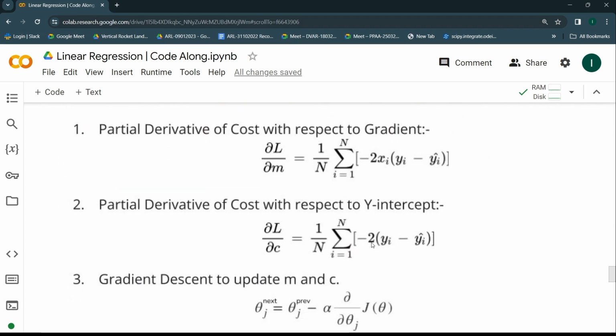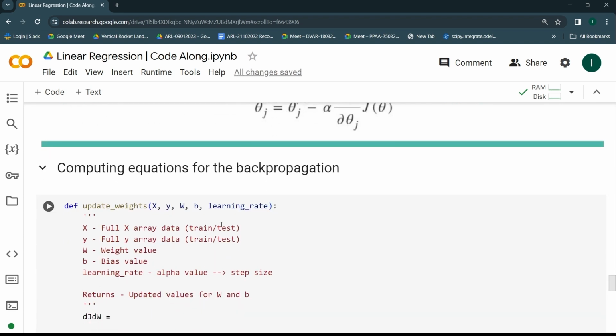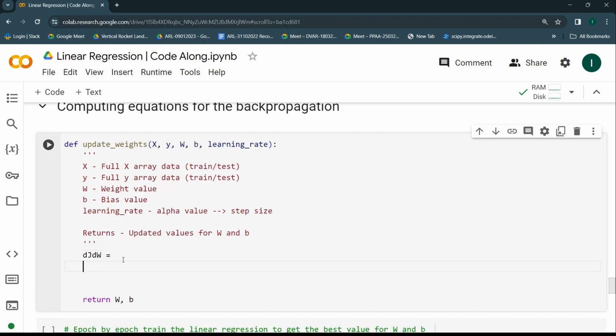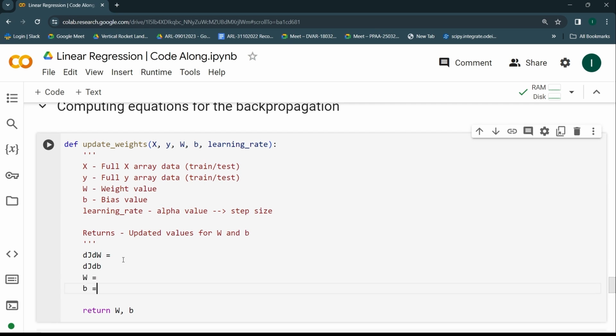Over here, mean of this particular thing. And if you really see in both these equations, the only one difference you will see is that here x is getting multiplied with this whole equation, but over here that x is missing. So by keeping all of this in mind, let's go ahead and code for dj dw, then for dj db, and finally after this I'm going to update the values of w and b, and this is what I will be returning out of this particular function.